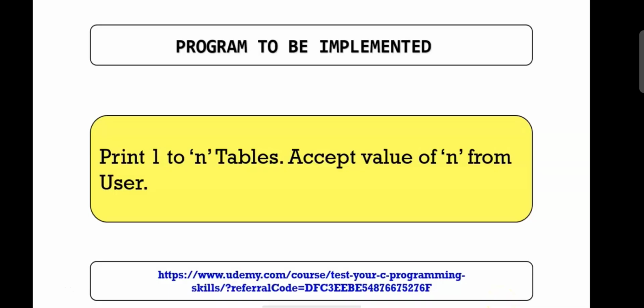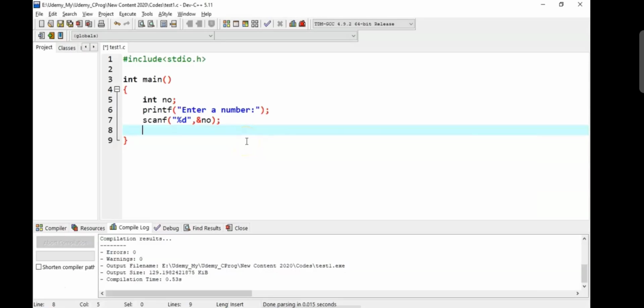In this session, we are going to implement a program to print 1 to n tables. We'll accept the value of n from the user. The basic skeleton of the program is ready. We need one integer variable, and the value of that variable we will accept from the user. Let's call a user-defined function to print the table. This function will return nothing and it will accept one argument, and that will be of type integer.